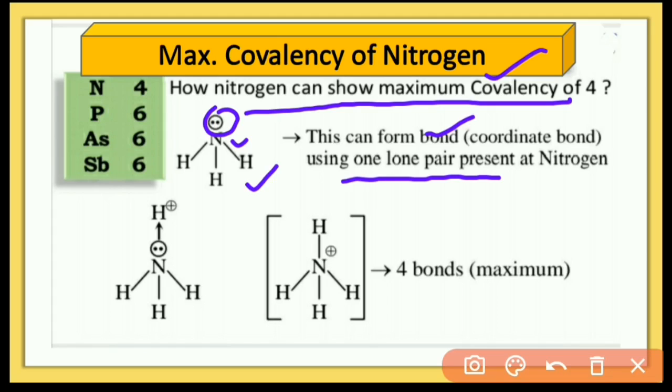See the diagram of NH4+. Here the lone pair of electrons forms a coordinate bond by sharing the lone pair with hydrogen. By donating the lone pair to hydrogen, nitrogen acquires a positive charge, and in this way nitrogen forms 4 bonds to hydrogen, so nitrogen shows a maximum covalency of 4.